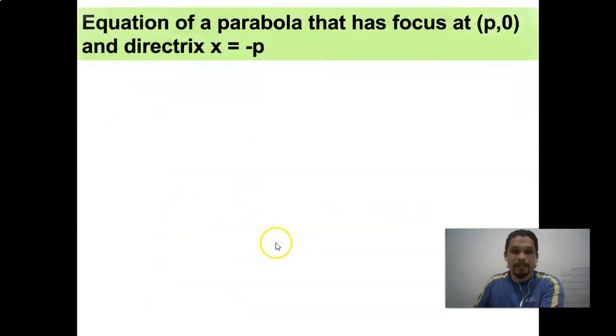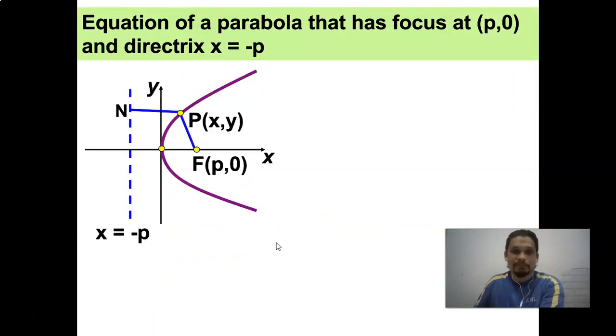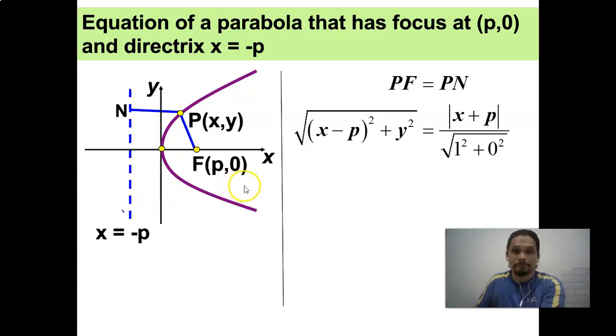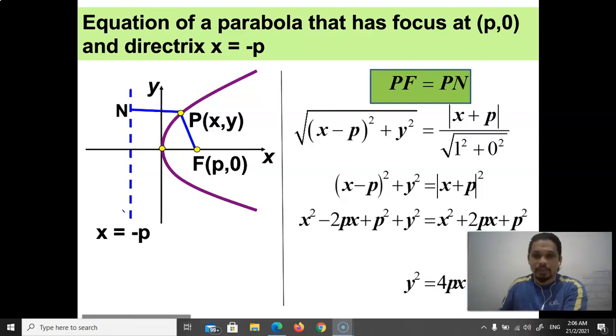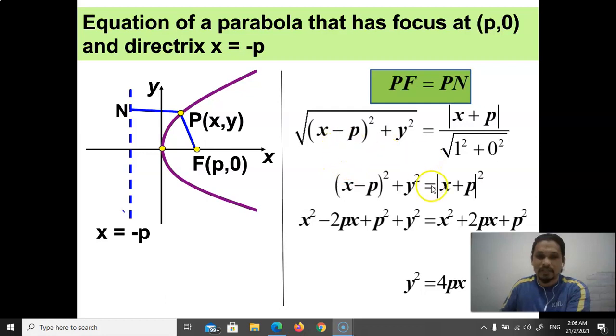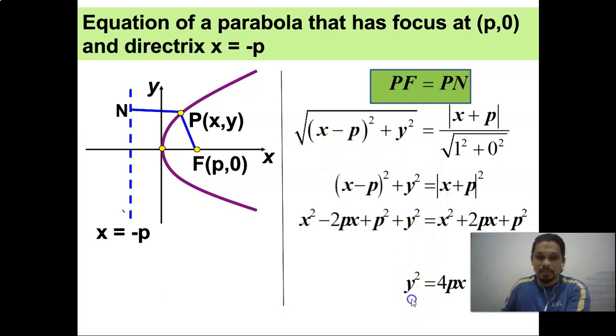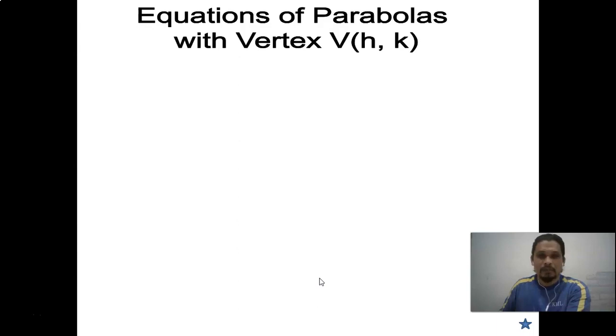Something like this here. Equation of a parabola with the focus at (p, 0) and directrix x = -p. This is the line of the directrix, the value of x equal to negative p. You have the lecture notes with you right now, so please refer to them; I'm not going to explain everything here. They come up with the equation y squared = 4px. Equation of parabolas with the vertex V(h, k).